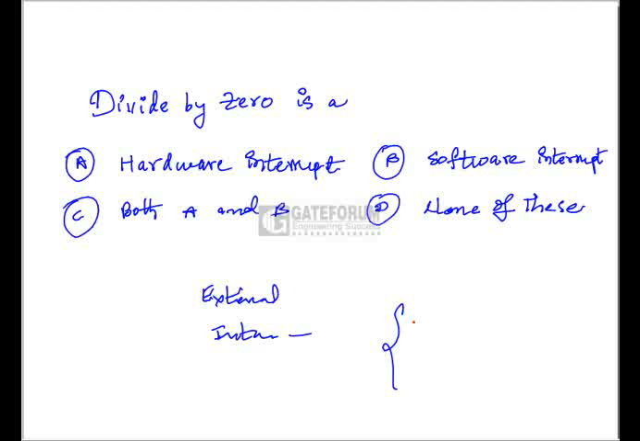So these interrupts are a part of hardware interrupt. So divide by 0 is a hardware interrupt. Option A is the right option.